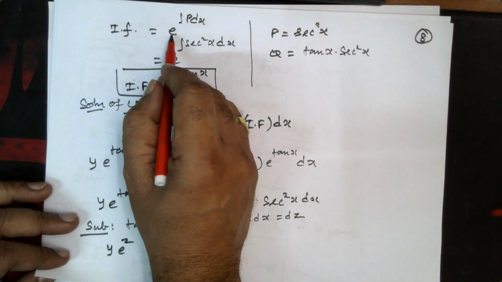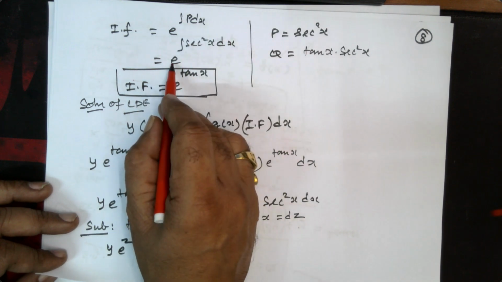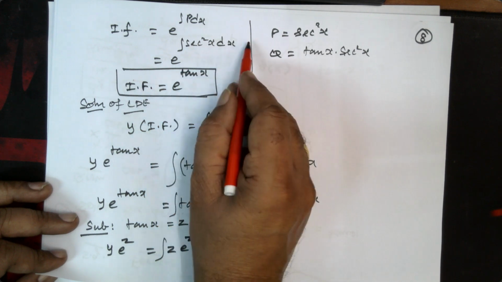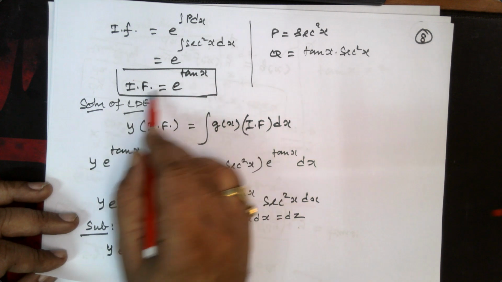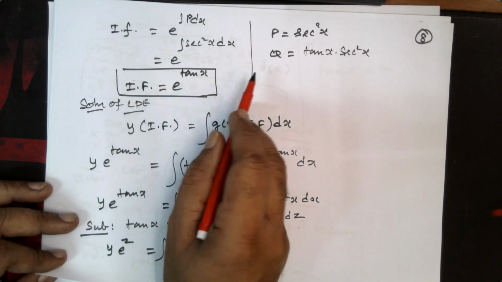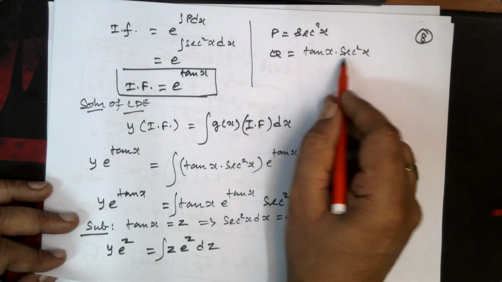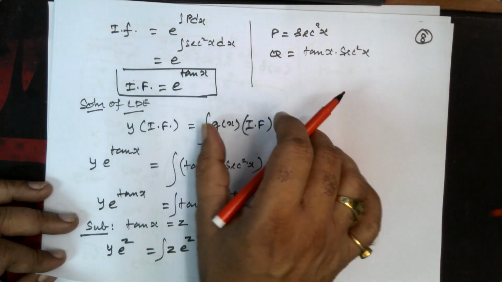So that is equal to e power integral p dx, is it not? So you can apply e power, and this p dx is nothing but secant squared x dx. Okay, so the secant squared integral is tan x, therefore e power tan x. We have got p is equal to secant squared x, and on the RHS we have got tan x into secant squared x. You can put that one.